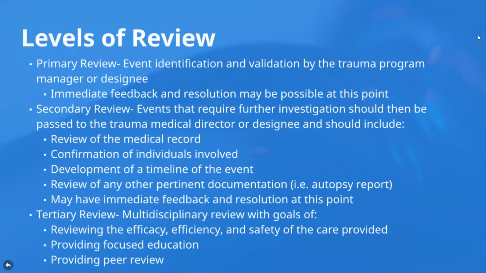A brief overview of the levels of review. These are also outlined in Chapter 16 for your reference. A primary review is the identification and validation of the event. This could be done by the trauma program manager or a designee, and the issue may be able to be resolved at this point, so maybe immediate feedback to the provider or nurse. A secondary review is when the identified event requires further investigation and gets passed on for another look. This could be passed on to your trauma medical director then.